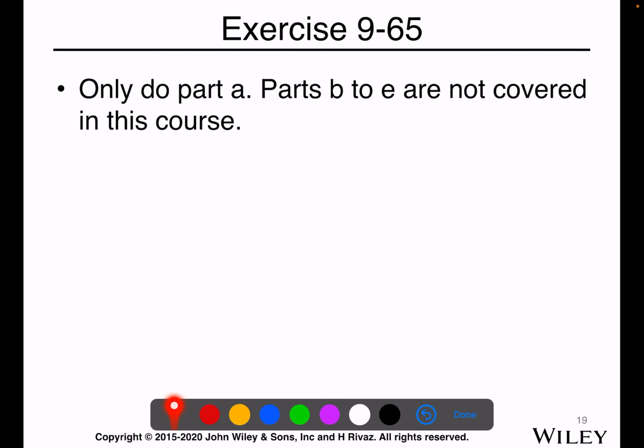So for question 965, parts B and C, B and E are not covered. So only do part A.